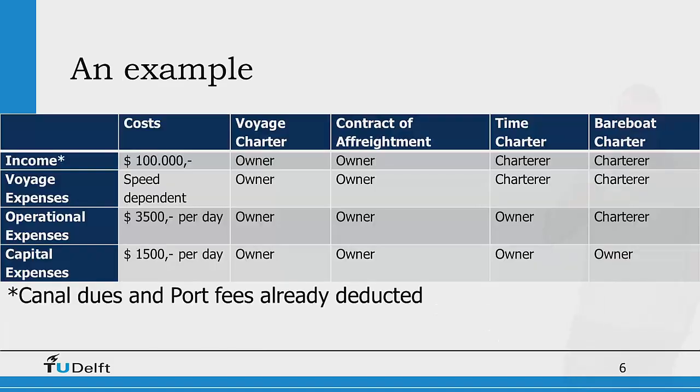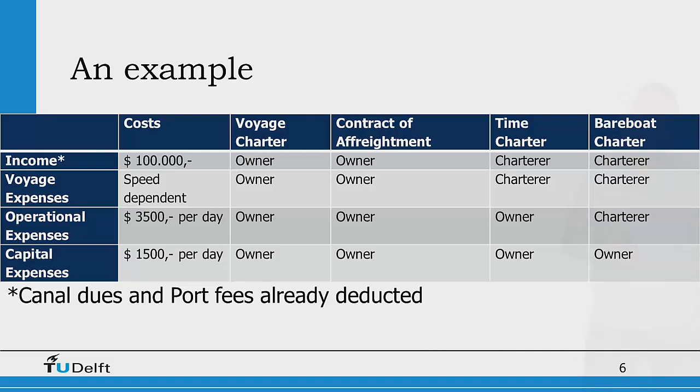To give an example of these calculations, we have the following setup. We have a fixed income for a voyage starter, which is $100,000. The voyage expenses are speed dependent. We've already taken out the port fees and the canal fees of the 100,000 income. And the operational expenses are 3,500 a day, and the capital expenses are 1,500 a day.